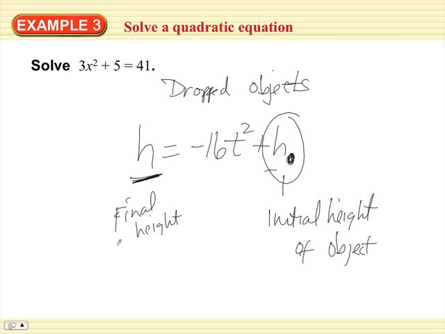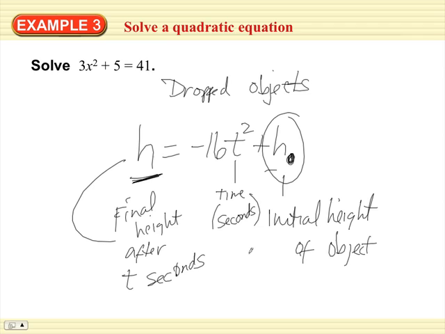So h is the height after t seconds. Okay, so what is t over here? T is time in seconds. What is the height in? I didn't tell you. What do you think height's in? Feet. Yep, height is in feet. So make sure height is in feet and time is in seconds. If not, you change it to feet and seconds.